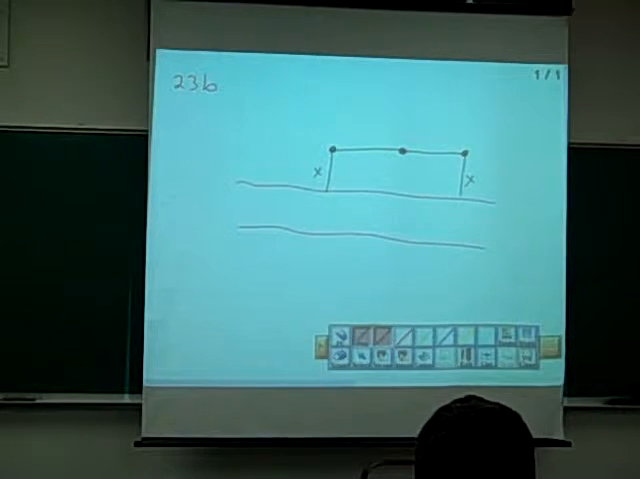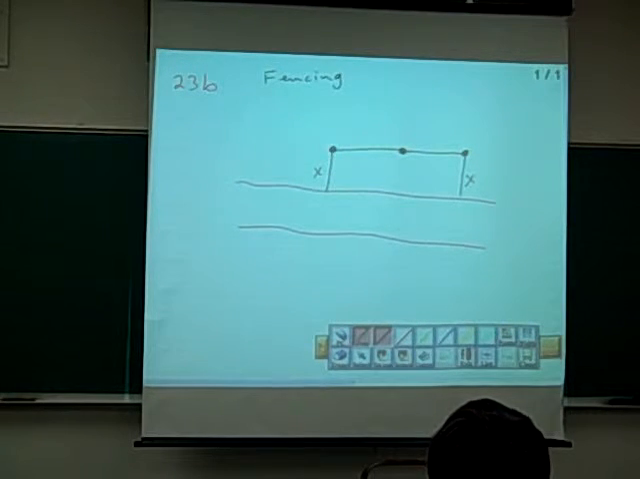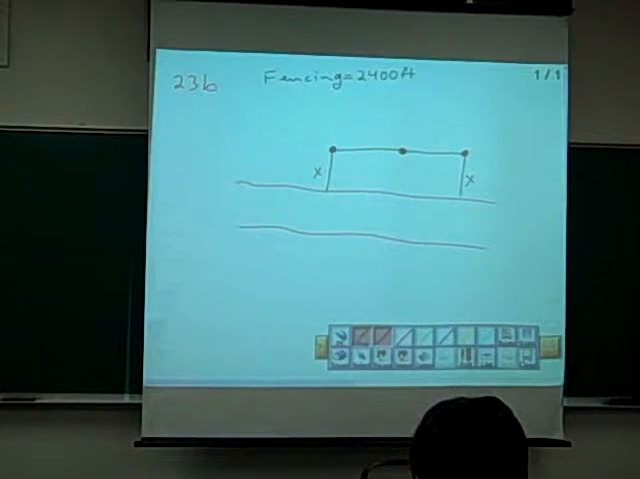And with 23, it says, consider the following problem. A farmer has a 2,400 foot fencing. Okay, so we have fencing, 2,400 foot. He wants to fence off a rectangular field that borders a straight river. Okay, he does not need a fence along the river.